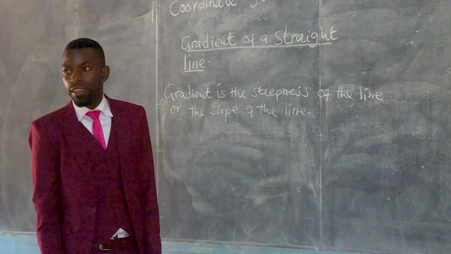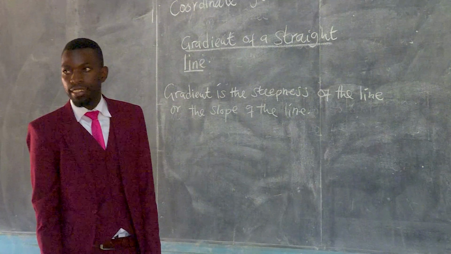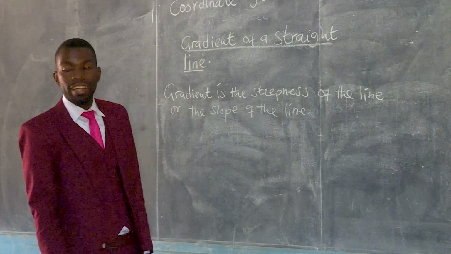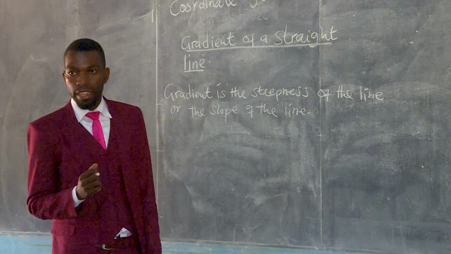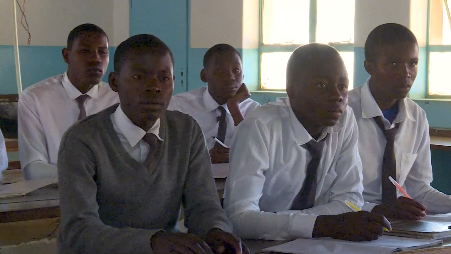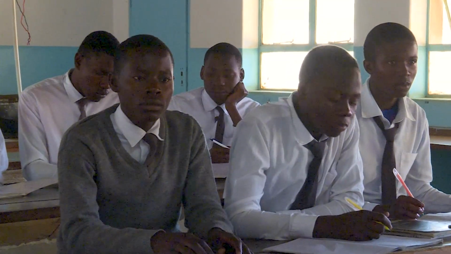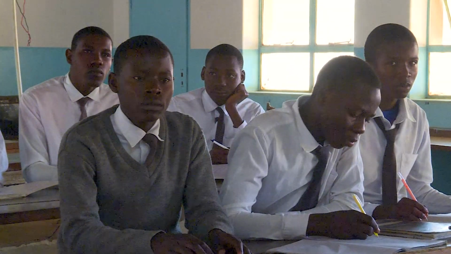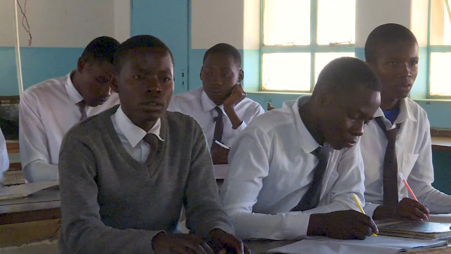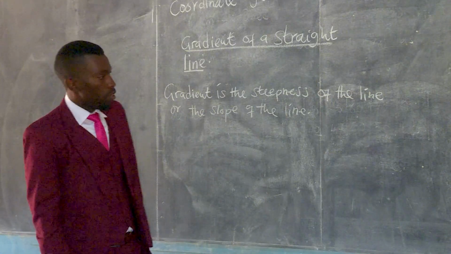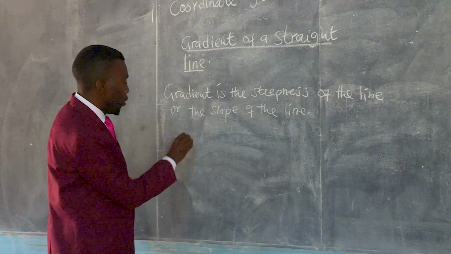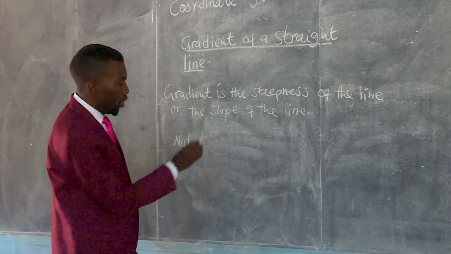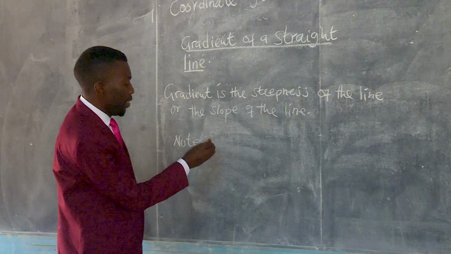these lines. There are many lines. So for us to calculate the gradient, the line should be sloping. If the line is not sloping, we'll look at such lines. What are the values of their gradients? So before we proceed, we have to take note of the following lines.